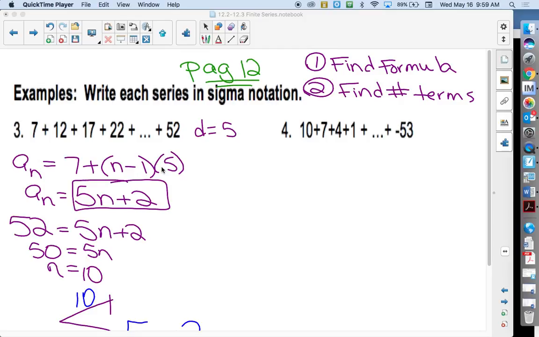Number 6, and then we'll look at 2 problems also from the homework. Okay, so if you're writing a series in sigma notation, the first thing is to find the formula. The second thing would be to find the number of terms. And that would be the number that goes on the top of the sigma.